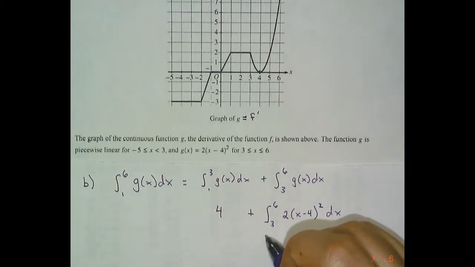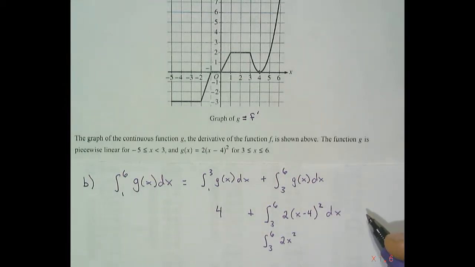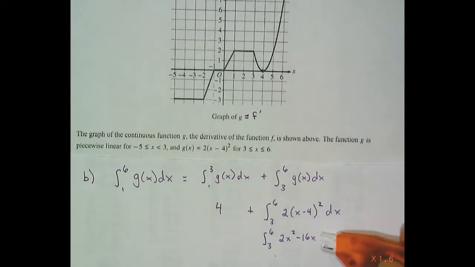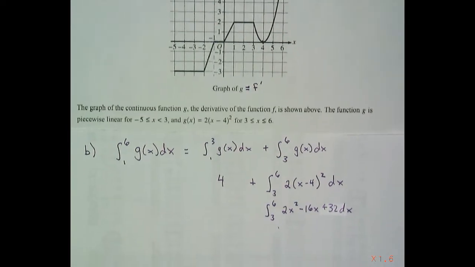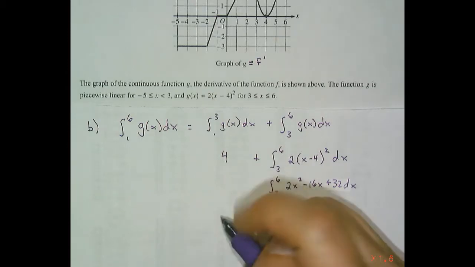I believe that evaluating the integral expression is going to be easiest if we expand it out and use the power rule, since this is not a calculator active problem. That's x squared minus 8x plus 16, that's 2x squared minus 16x plus 32, plus 32 dx. Okay, and then what we want to do is find the antiderivatives and evaluate them at the top and bottom.